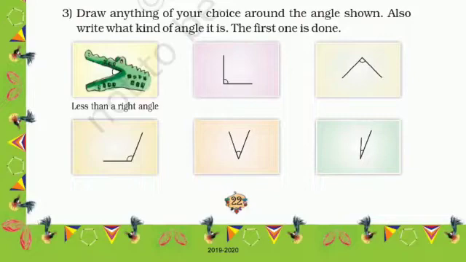We can use the things nearby us. Means आपको draw वैसी चीज़ें करनी है जो आपके लिए easy हो draw करना, और आपके near by की कोई चीज़ें देख देख के आप उसको draw कर सकते हैं. For example, the first one is given, the picture of a crocodile, and that is less than a right angle. Okay, the mouth of the crocodile is showing an angle that is less than a right angle. Simultaneously next pictures are given to us.